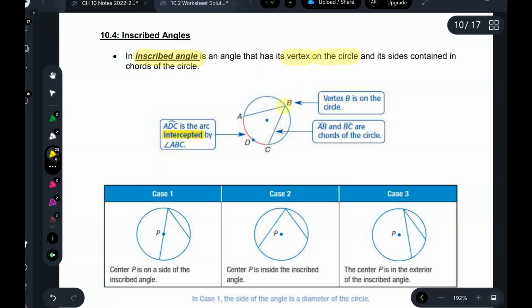So here's an angle ABC. So the vertex B has to be on the circle. It can't be inside the circle. It can't be outside the circle. Okay.